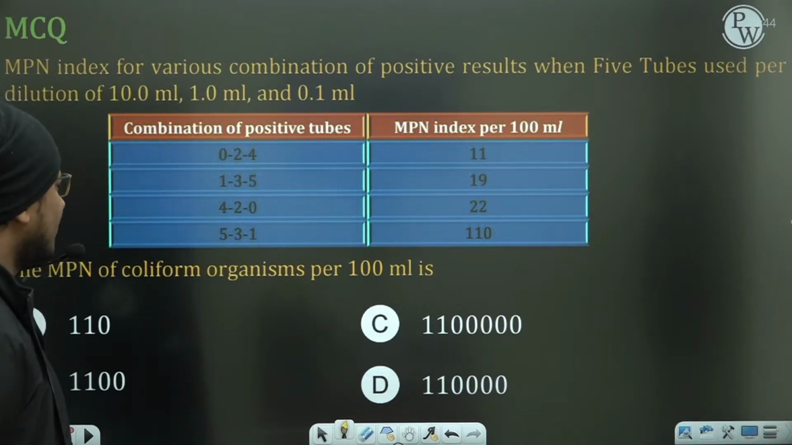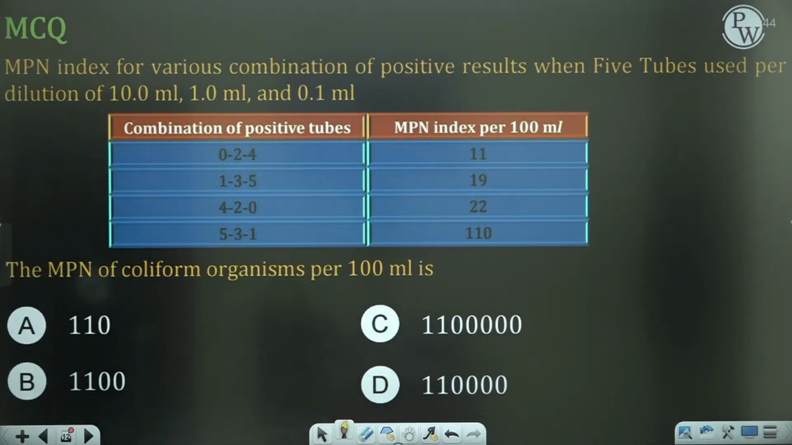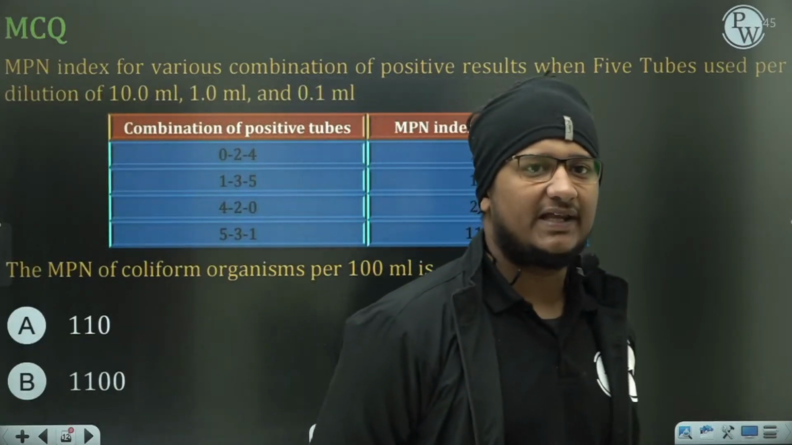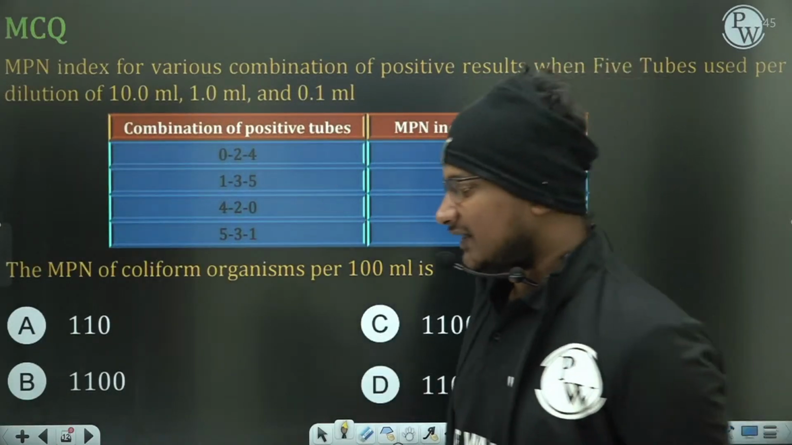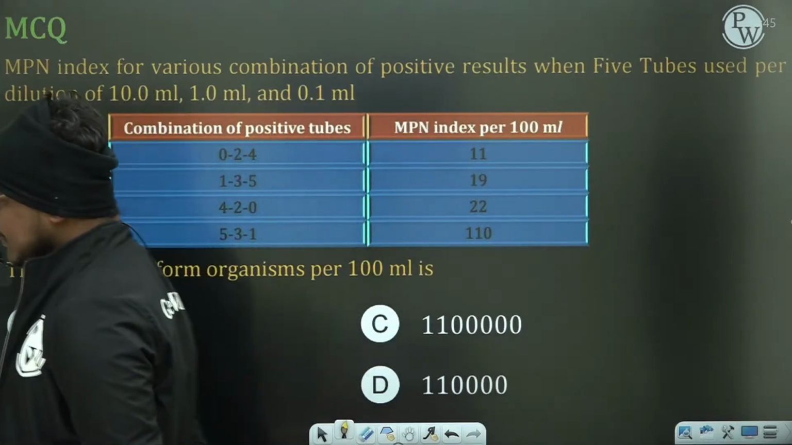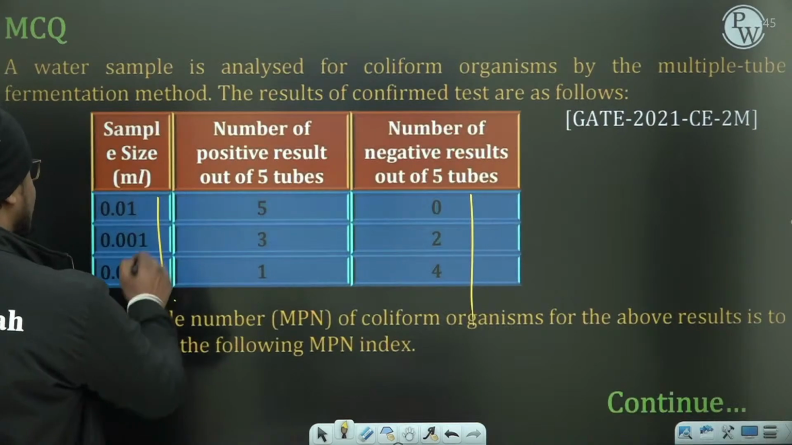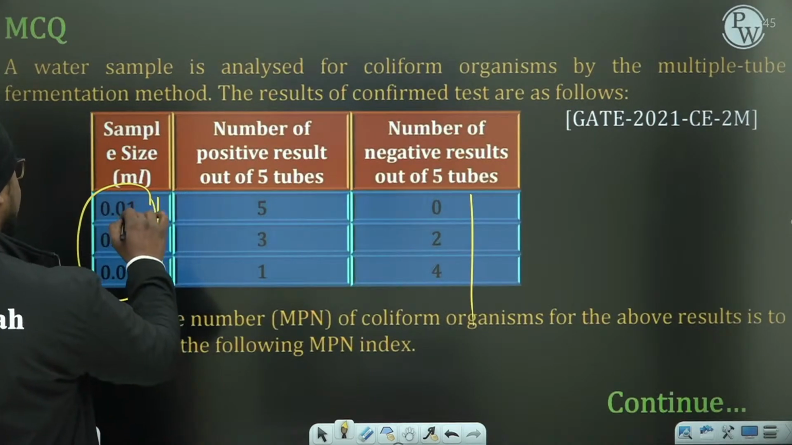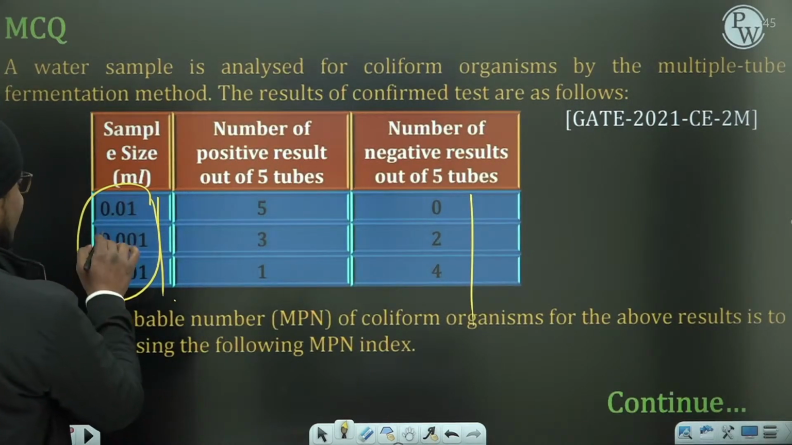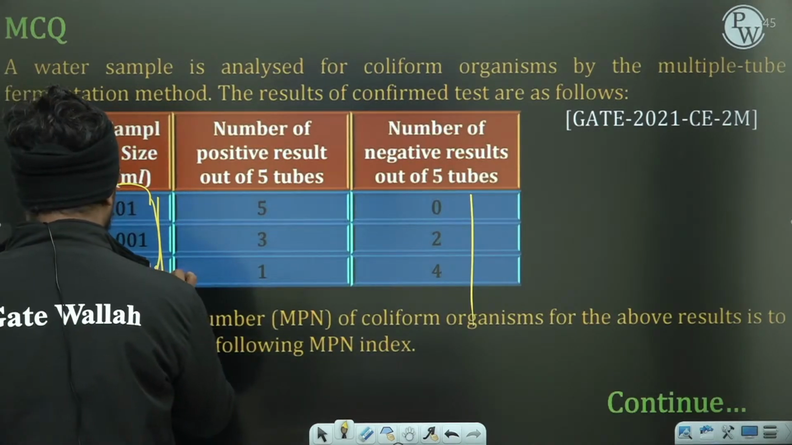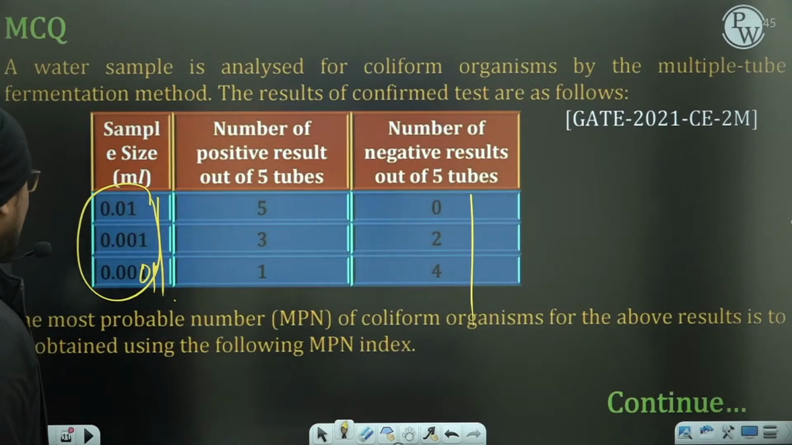The direct question, I think you all can solve it quickly. It's a simple question. Whenever we see this type of question, the first thing we see is the test sample, what is the dilution? So that is 0.01, 0.001, 0.0001. This will be the dilution.